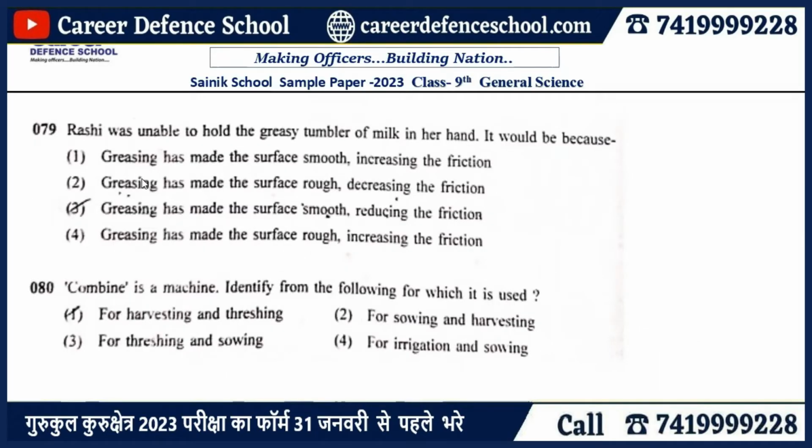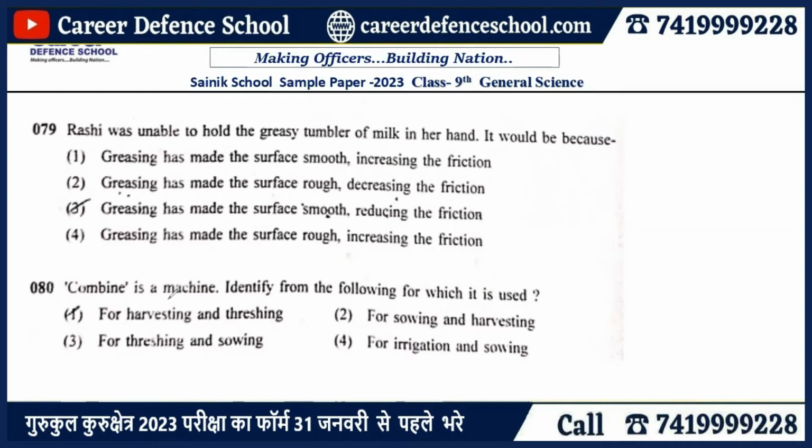79th. Rashi was unable to hold the greasy tumbler of milk in her hand. It would be because greasing has made the surface smooth, increasing the friction. Greasing has made the surface rough, decreasing the friction. Greasing has made the surface smooth, reducing the friction. Greasing has made the surface rough, increasing the friction. This is a very easy question, and the correct answer is the third option, that is, greasing has made the surface smooth, reducing the friction. If there is no friction, she is not able to hold the tumbler, that is, the glass. Okay, next is 80th.